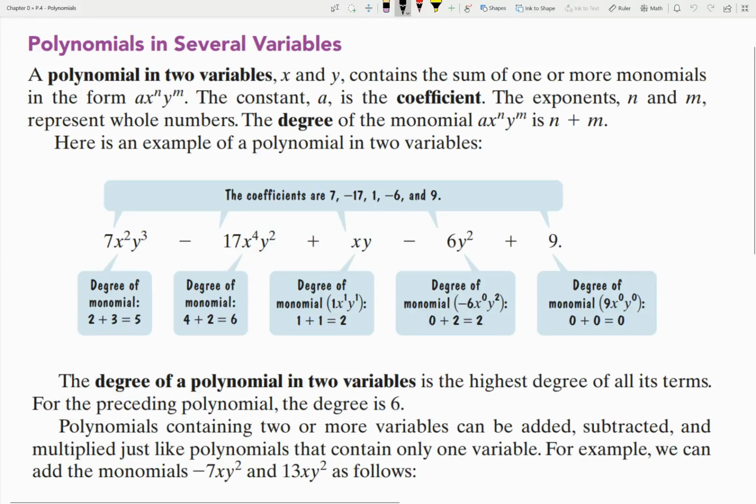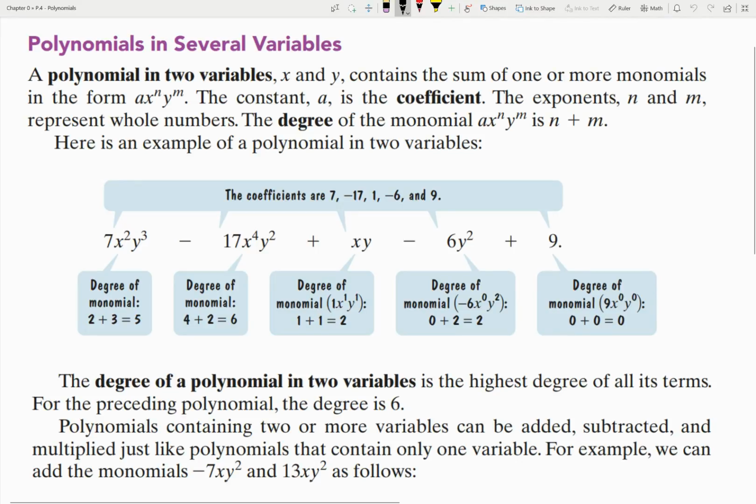So now let's shift a little bit and talk about polynomials in two variables, x and y. It contains the sum of one or more monomials in the form a x to the n, y to the m. That constant a is always the coefficient, that's just the number in the front. And the exponents represent whole numbers. Still the same idea with a polynomial with two variables. We're still not going to have any fractional exponents. We're not going to have any negative exponents.